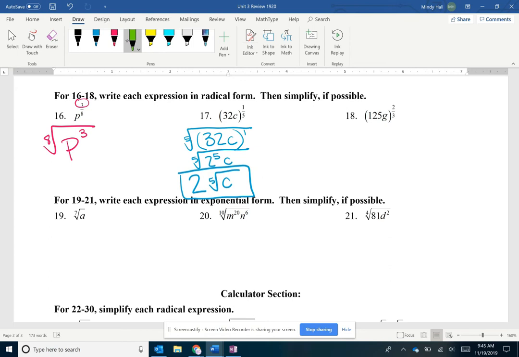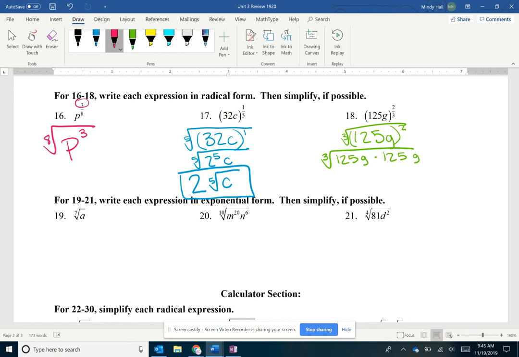So then for 18, we have 125. It'd probably help if I wrote the 5. I'm going to put this in parentheses again because this is squared on the inside, but we're taking the cubed root. This one you have to be careful because we can't do anything with the g squared, but the 125 we can do something with. Actually, I'm going to expand this a little bit. This would be like 125g times 125g.